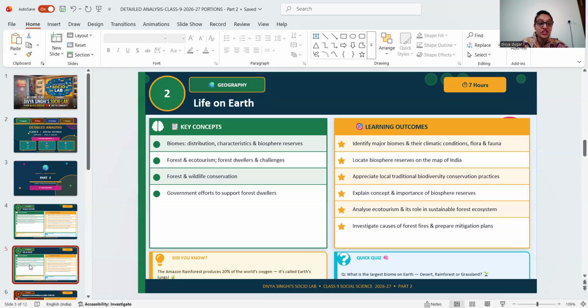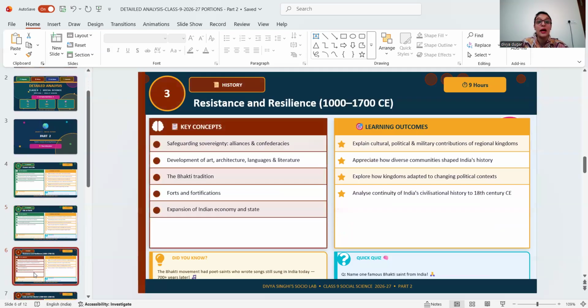Now children, the third chapter is about Resistance and Resilience. This is a completely new chapter added, in which students, we are going to discuss the period 1000 to 1700 CE. And what are the topics we are going to discuss in this? Between that period, what was the development of art, architecture, language, literature, forts and fortification, and how was the economy during that time? We will discuss all these topics from the period 1000 to 1700 CE.